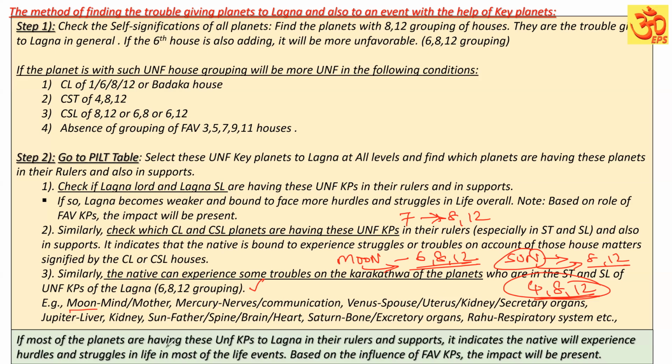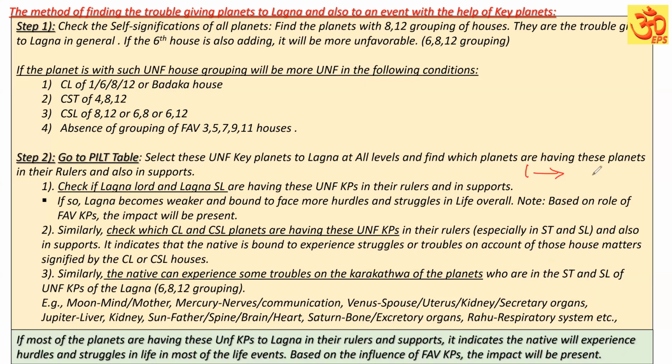If most of the planets have these unfavorable key planets to Lagna in their rulers and supports, it indicates that the native will experience hurdles and struggles in life in most of the life events. Based on the influence of the favorable key planets, the impact will be present. I think we're able to understand, right?